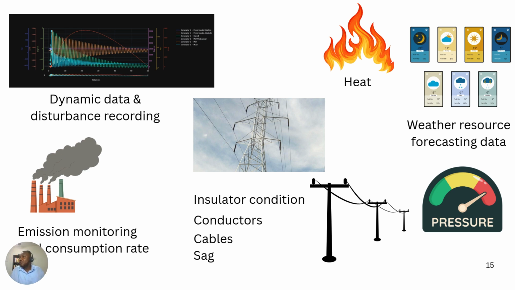And then also pressure. I already mentioned pressure, also a very important parameter. Not only in generation, but even in transformers, the pressure that is built up in the transformer, we need to have an idea of this. And weather resources, we need to know the weather very well. That will help us in forecasting, especially if you're running solar power plants or wind. Knowing the weather data is very important.